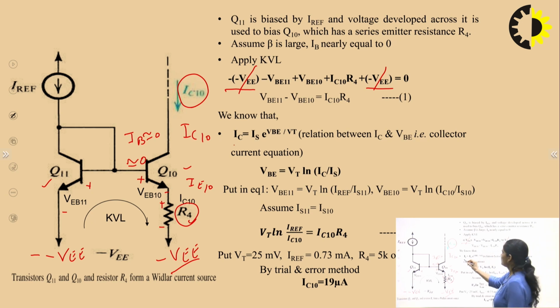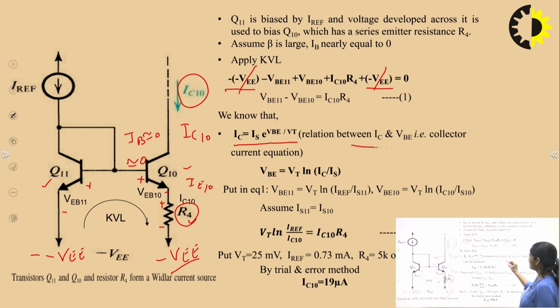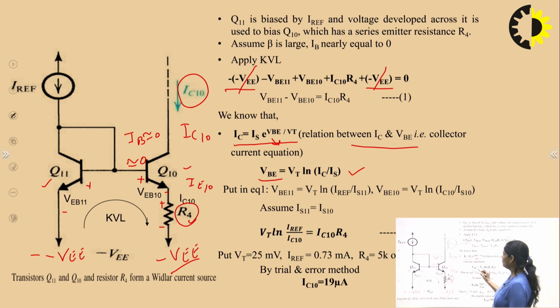Now we know the collector current equation: IC equals IS e to the power VBE upon VT. Here IC is the collector current, IS is the saturation current, and VT is the thermal voltage. This is the relation between IC and VBE. From this equation we can find VBE: VBE equals VT ln(IC upon IS). This is the standard equation. Now can you find VBE for transistors 11 and 10?